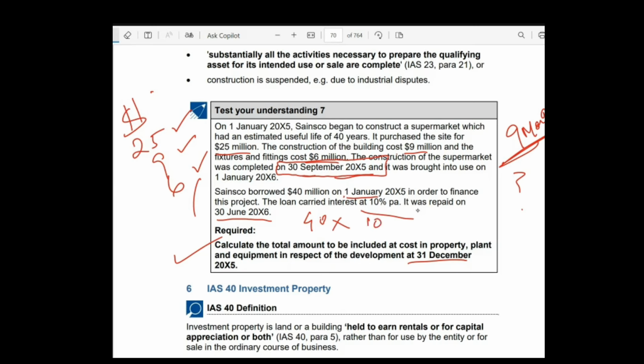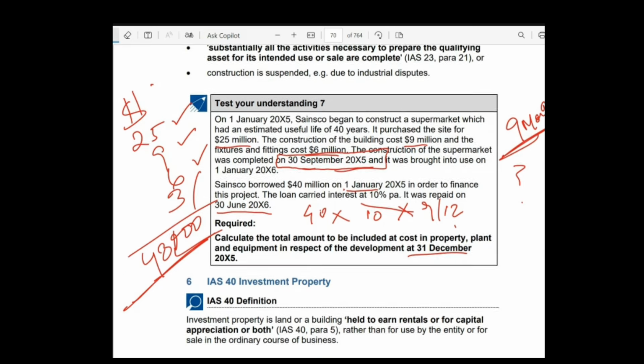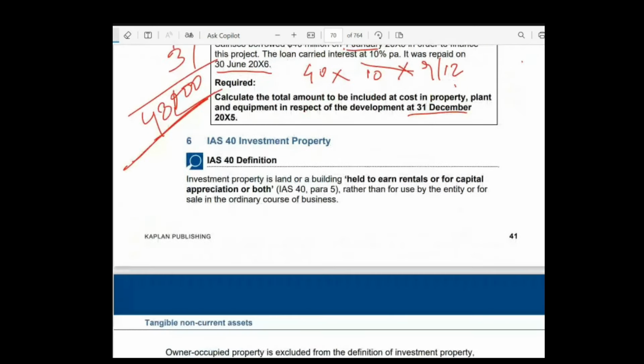Okay, investment property is land and/or building held to earn rental or for capital appreciation or both. This is the definition, rather than for use by the entity or sale in the ordinary course of business. So if it fulfills this criteria, then it is treated as an investment property. Owner-occupied property is excluded from the definition of an investment property. So these are properties not used by the entity in general operations.